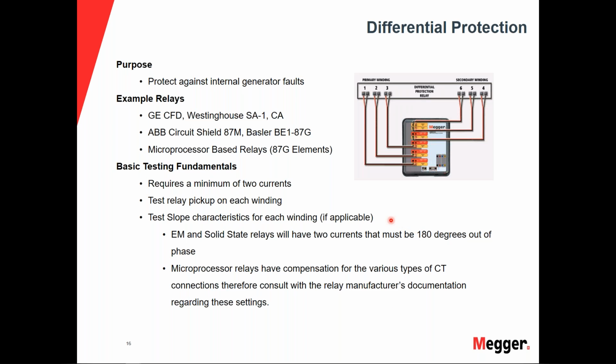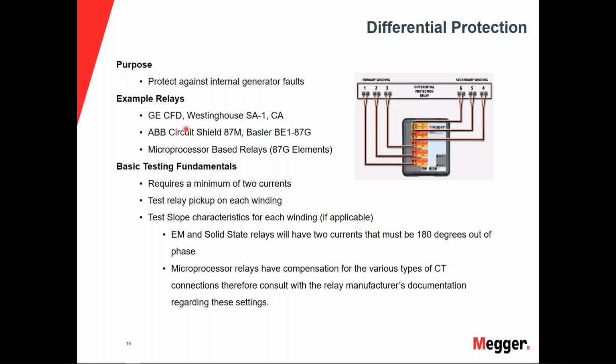So in the differential protection, what are we actually looking for? The purpose is that we're trying to protect against internal generator faults, or faults inside the protected zone of the CTs. So if our CTs are wrapping some other type of device, we still want to protect within the CT zone.